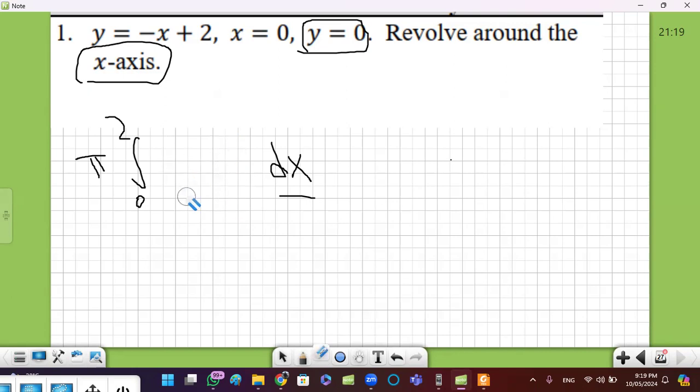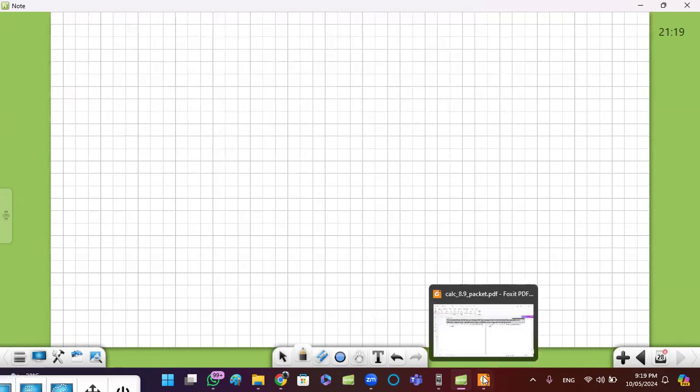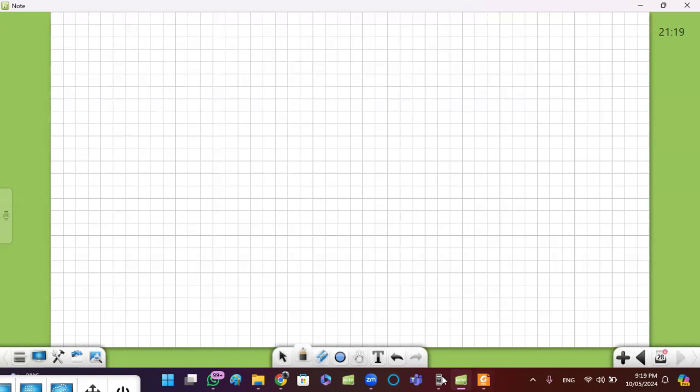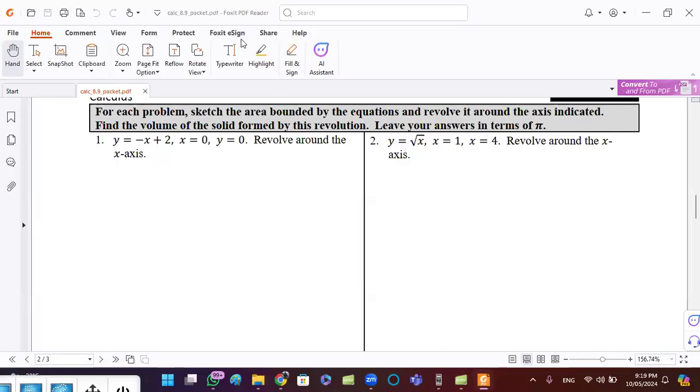Again. Here, I write dx. Disk. Y minus y, what do I have for y? Negative x plus 2. Yes. Minus 0. I'm not going to write minus 0 power 2 like this. And I will make the integration. I can use a calculator, or I can use the steps as we learned.